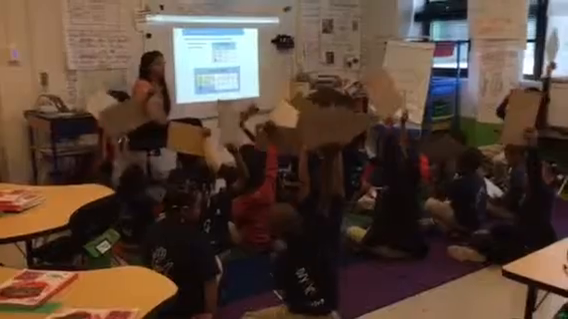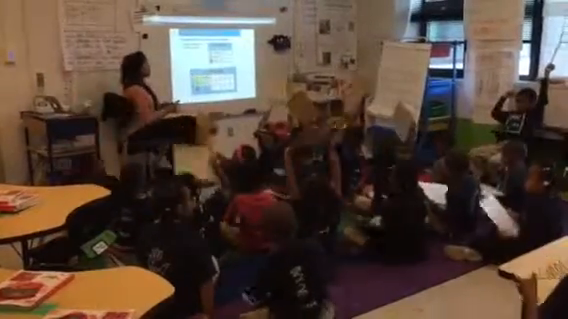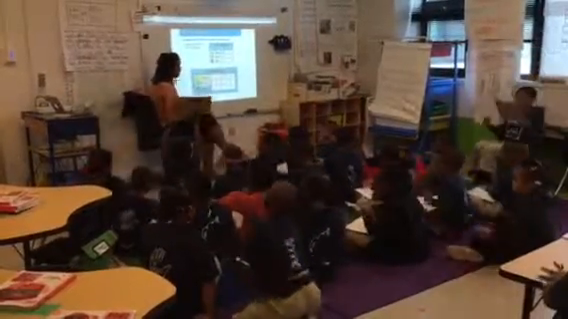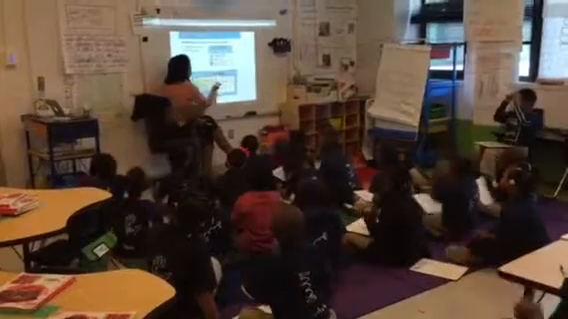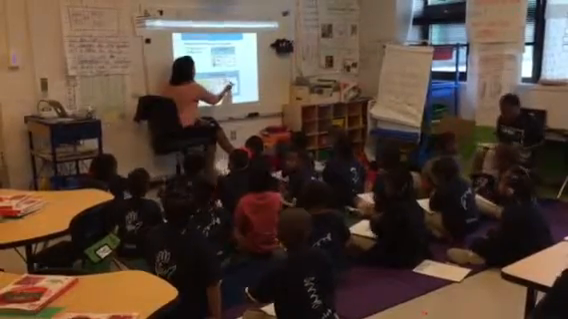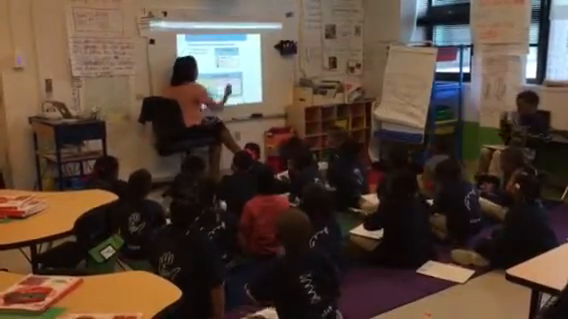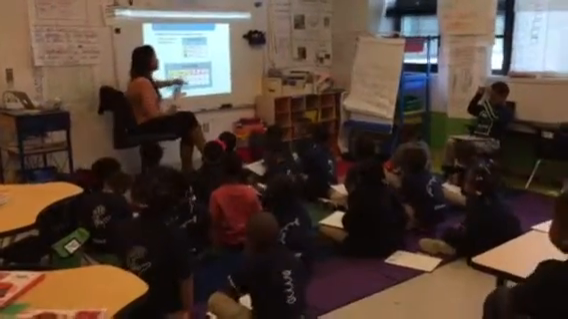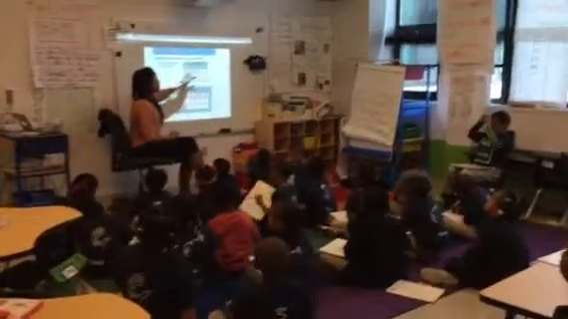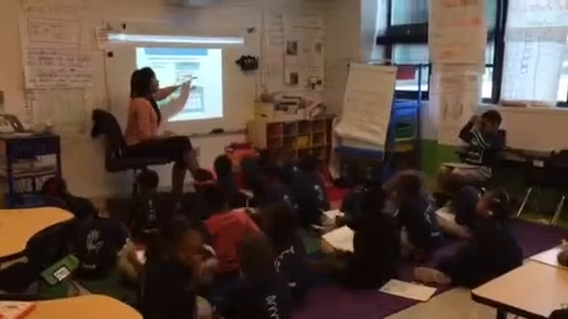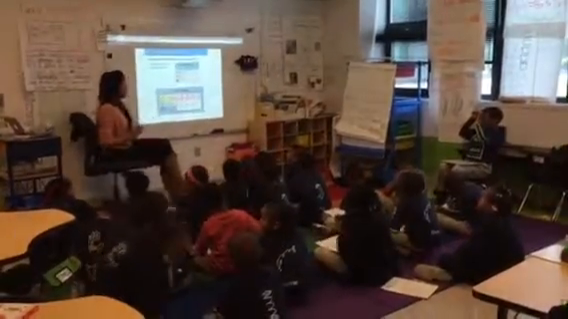Good job. So we need to draw how many triangles, class? 5. 1, 2, 3, 4, 5. I am drawing 5 triangles in my picture graph because my data shows me that 5 people chose the triangle.